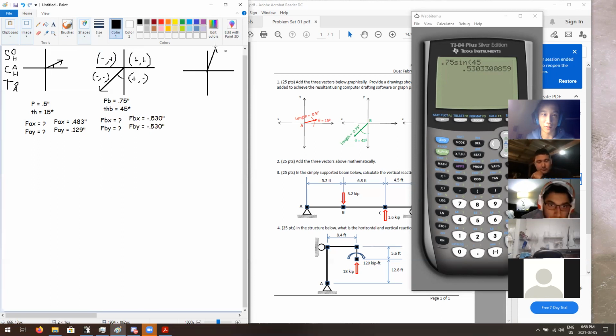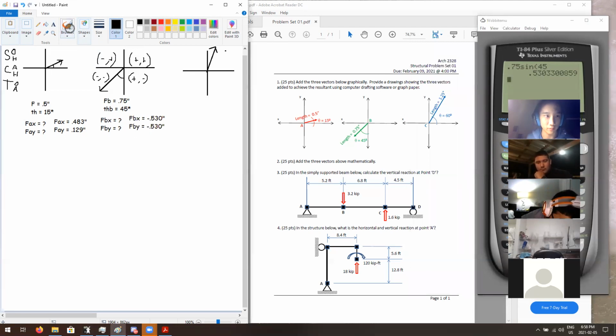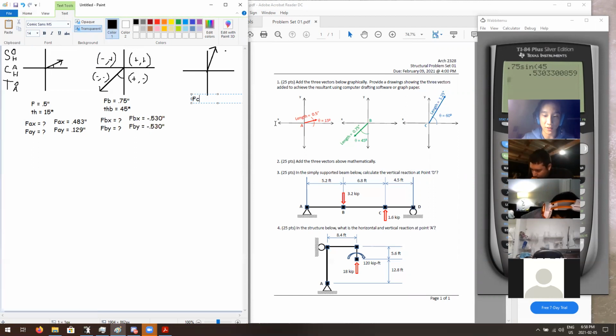All right. Let's do the third vector, the c vector. I'm just going to go through this real quick. F sub c is equal to 1.25 inches. Theta sub c is equal to 60 degrees. We now need to break it into its component parts. F sub cx is equal, what does that equal? F sub cy is unknown.